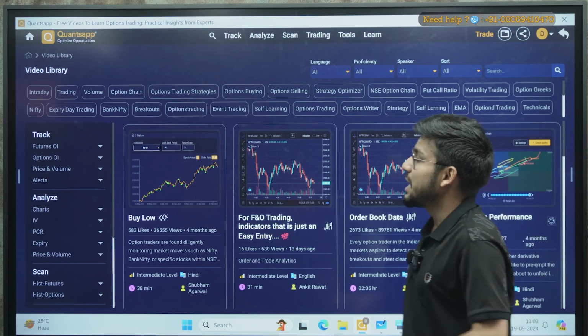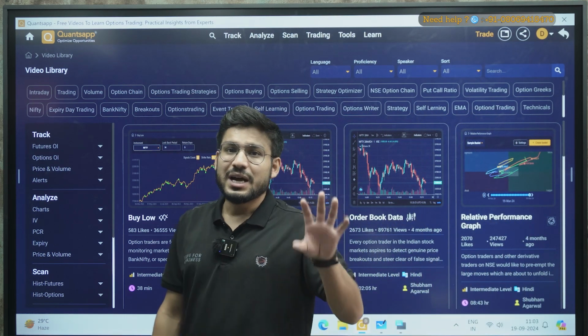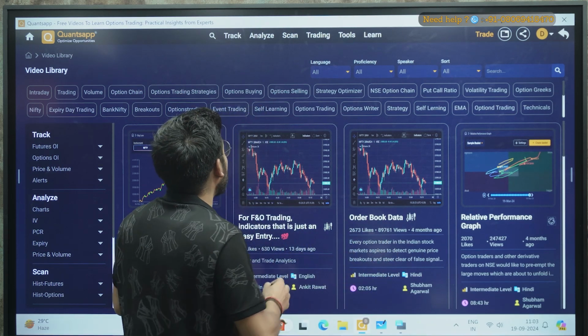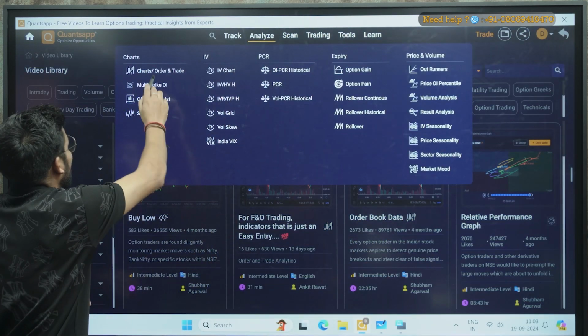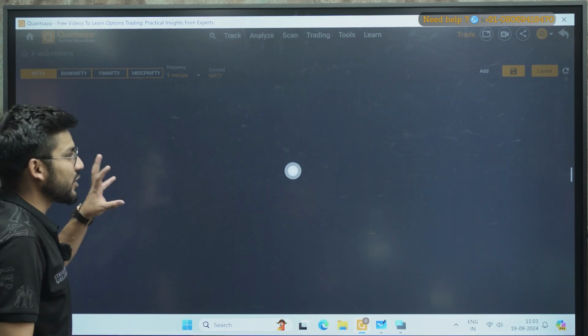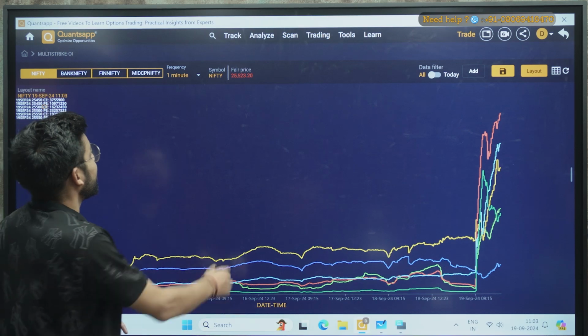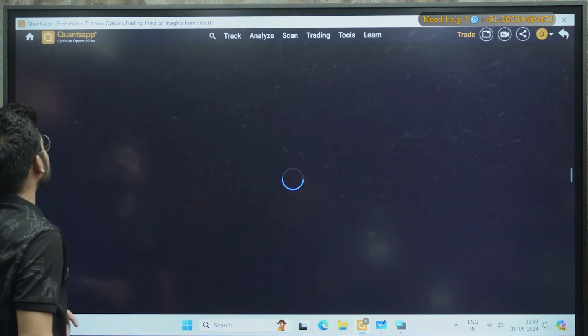In the Quants application, I'm using the Quants application because there I'll get my absolute OI and various kinds of things handy, okay. So that is why. Now first of all, let's analyze the chart. So I'm going to the charts, order and trade. Now for the BTST strategy, you just have to apply the 1 minute time frame.